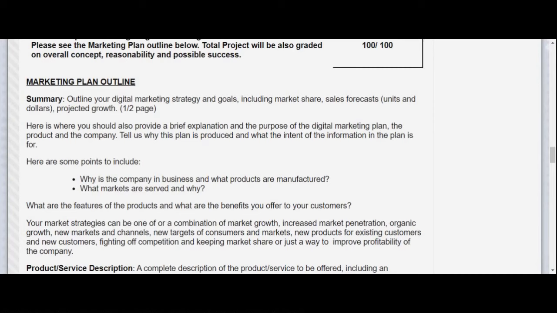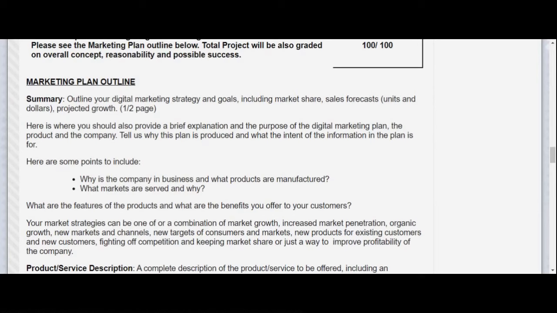And there's also new channels. So what does that mean? Well, maybe you only have an Amazon store, and now you want to open up your own B2C store. That's a new channel. Or maybe you want to go from Amazon into Publix or a Kohl's or a retailer. That's a new channel.